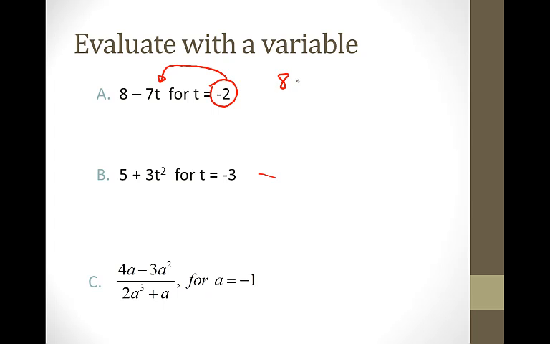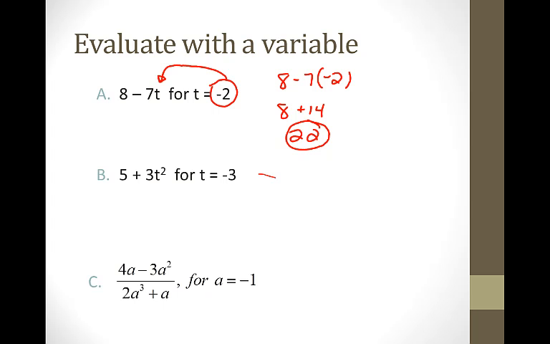So I'm going to have 8 minus 7 times negative 2. And we still obey the order of operations here. So negative 7 times negative 2 is a positive 14. And then 8 plus 14 is 22. Okay, see if you can do these next two. Make sure you get them.